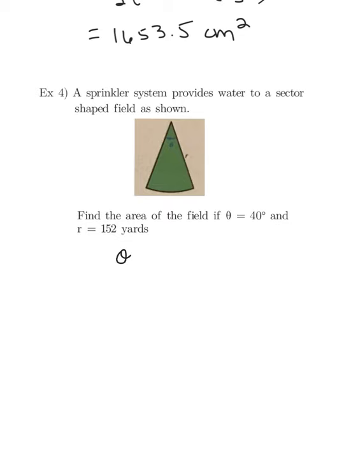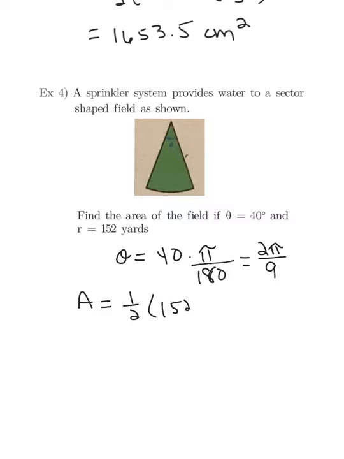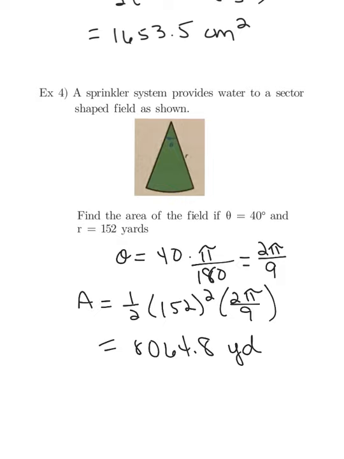So we're going to convert theta into radians by taking 40 times pi over 180, multiply and simplify, we get 2 pi over 9. So now we have our theta in the correct units in radians. We can find our area. It's 1/2 times the radius squared times the angle measure, 2 pi over 9. Put all that into your calculator and multiply. You should get 8,064.8. We are measuring in yards and area is squared.